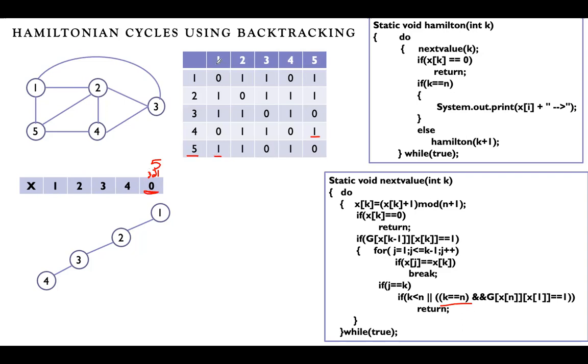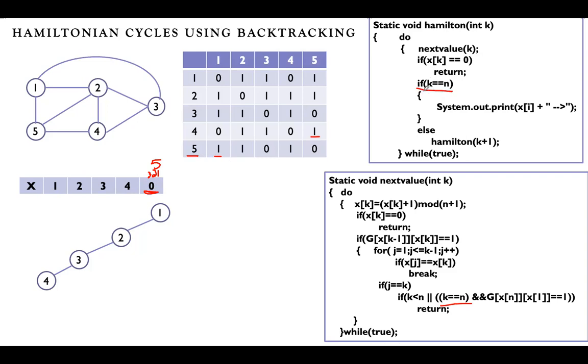From 5 to 1 in the graph, if there is an edge, what does that indicate? See, in the final location, I have written 5. X of n, comma, x of 1 means we'll check the graph whether there is an edge or not. So this condition will check that final condition. It will return, and then we'll come back to here.